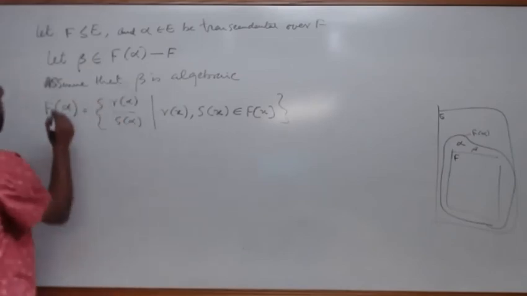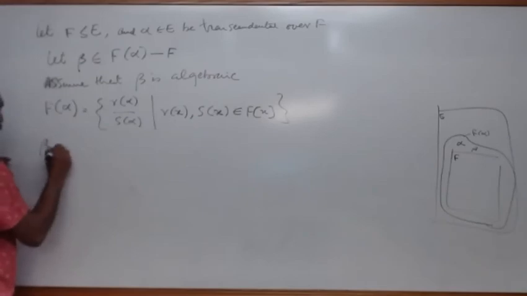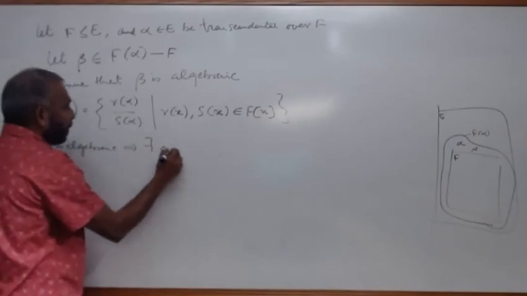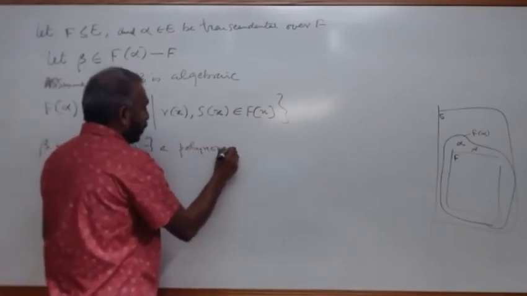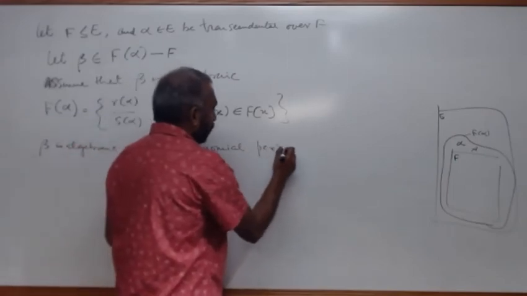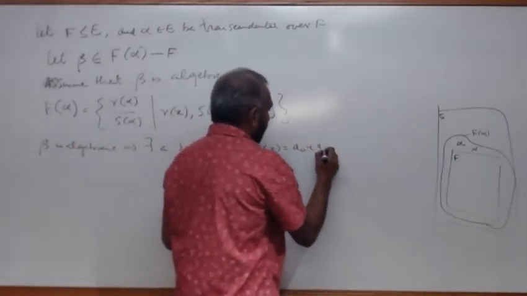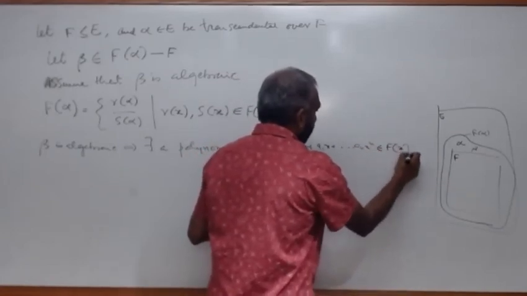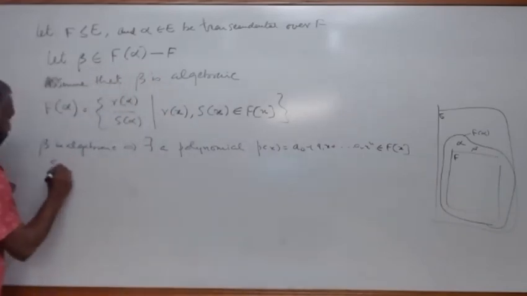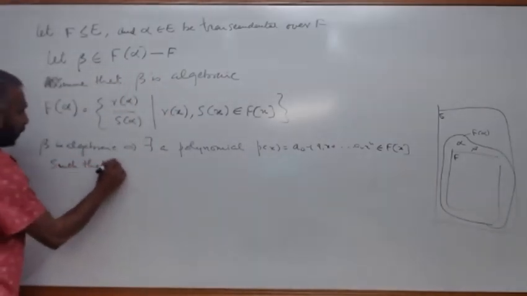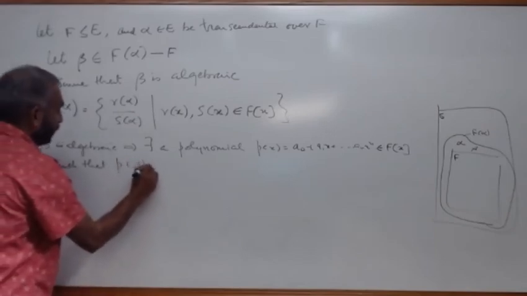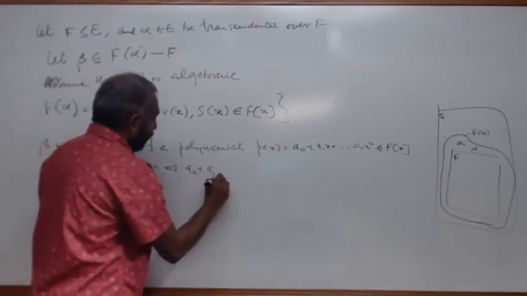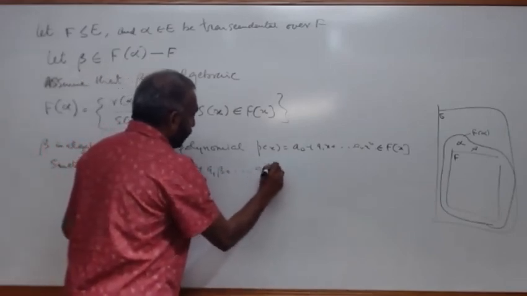Now, since our assumption is beta is algebraic, this implies there exists a polynomial p of x, let's assume that is a0 plus a1 x plus dash dash an x to the power of n, and belongs to F of x, such that p of beta is equal to 0. That is a0 plus a1 beta plus dash dash an beta to the power of n is equal to 0.